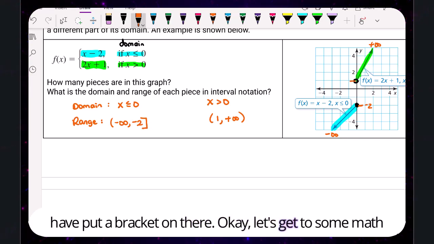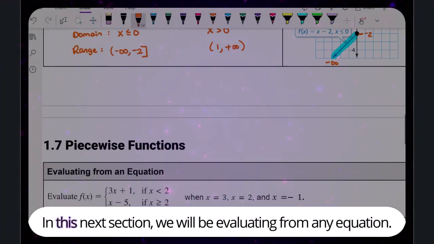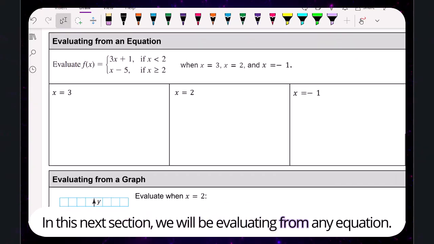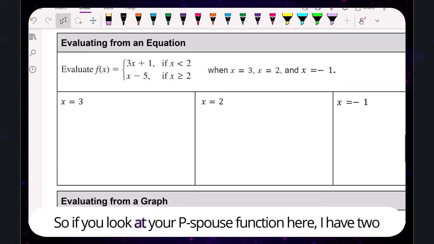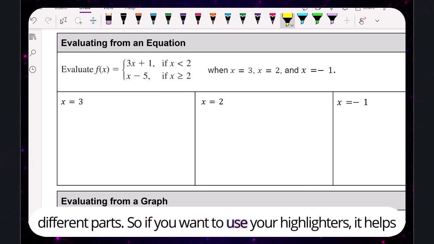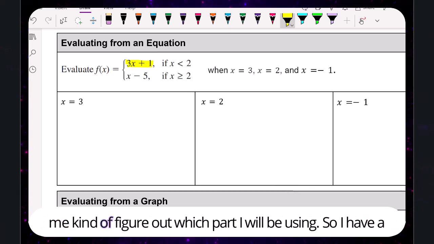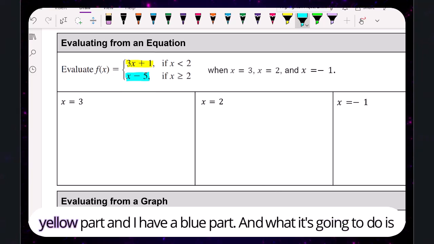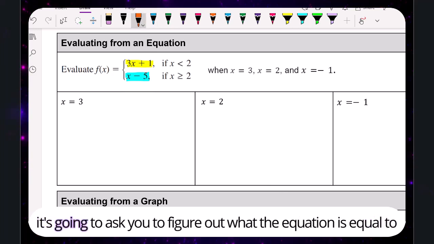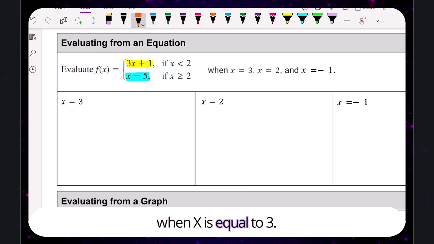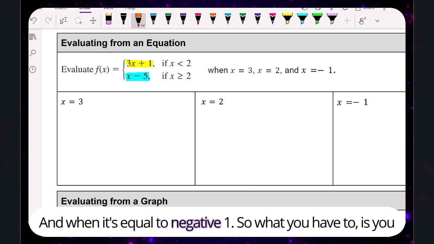Okay, let's get to some math parts. In this next section, we will be evaluating from an equation. So if you look at your piecewise function here, I have two different parts. So if you want to use your highlighters, it helps me kind of figure out which part I will be using. So I have a yellow part and I have a blue part. And what it's going to do is it's going to ask you to figure out what the equation is equal to when x is equal to 3, when it's equal to 2, and when it's equal to -1.